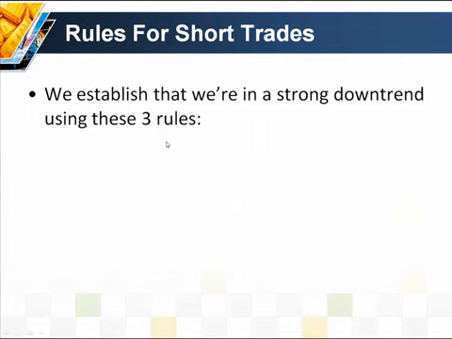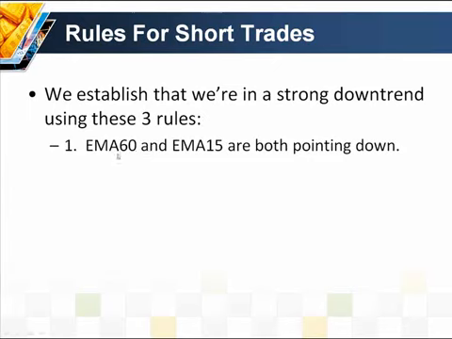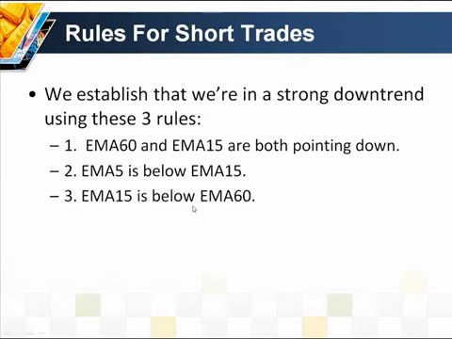This is a trend trading system, so the first thing we need to do is establish that we are in fact in a downtrend. In the case of a short trade, we want to make sure that we're trending downward before we trade. So we use these three rules to ensure that we are in a downtrend. The EMA 60 and the EMA 15 are both pointing downwards. The EMA 5 is below the EMA 15. And the EMA 15 is below the EMA 60. Once those three criteria are met, that's our establishment that we are in a downtrend.